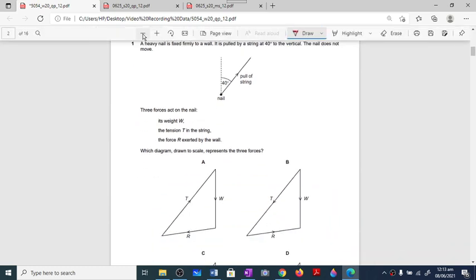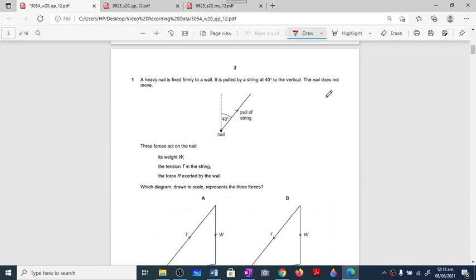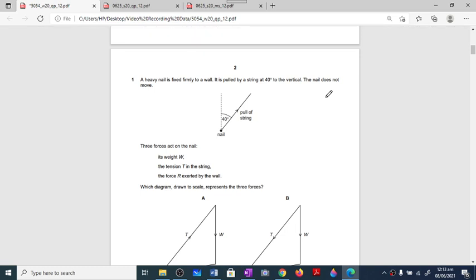Now in this question, a heavy nail is fixed firmly to a wall. It is pulled by a string to a vertical. The nail does not move. It means that the system is in equilibrium. And when the system is in equilibrium, the resultant forces will be zero.